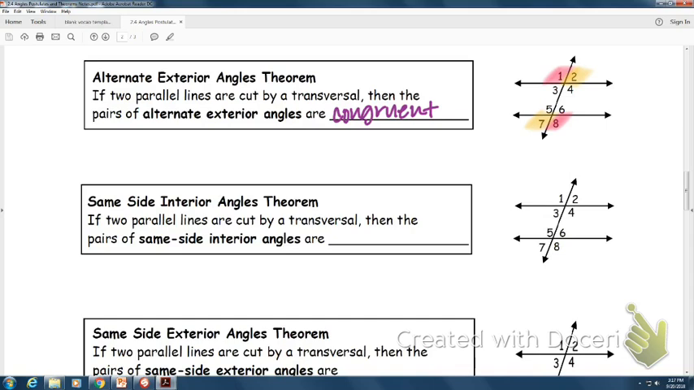Okay, same side interior angles. If two parallel lines are cut by a transversal, then the pairs of same side interior angles are supplementary. Good job. If you want to highlight your S's, you can. Same side supplementary. Okay, give me a pair of same side supplementary. 3 and 5, and what's another one? 4 and 6.